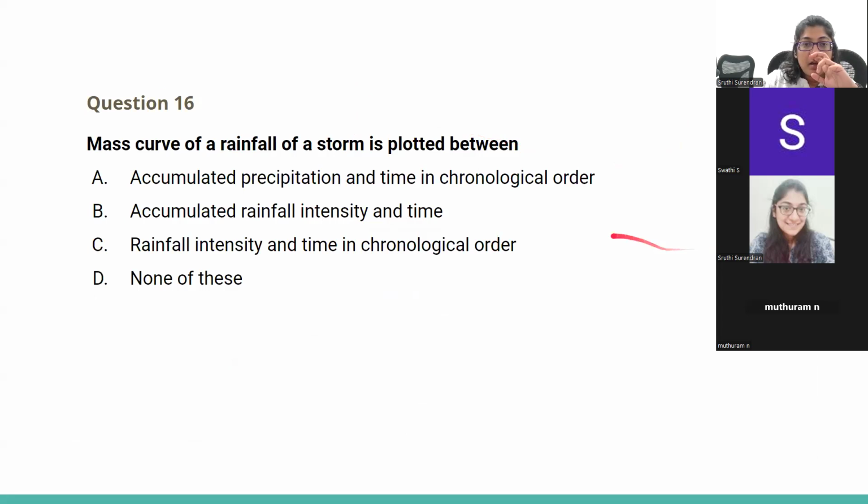And next, what is a mass curve of rainfall? What kind of plot is obtained for a mass curve of rainfall? Is it accumulated precipitation and time in chronological order, or accumulated rainfall intensity versus time? Is it rainfall intensity and time in chronological order, or none of these? The first one is accumulated precipitation versus time. Another one is accumulated intensity versus time. Another one is rainfall intensity versus time in chronological order, or is it none of these?